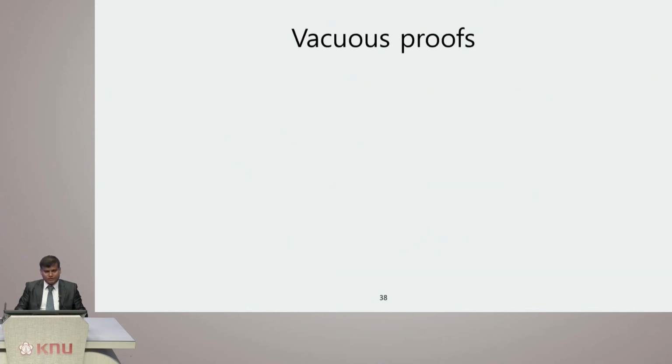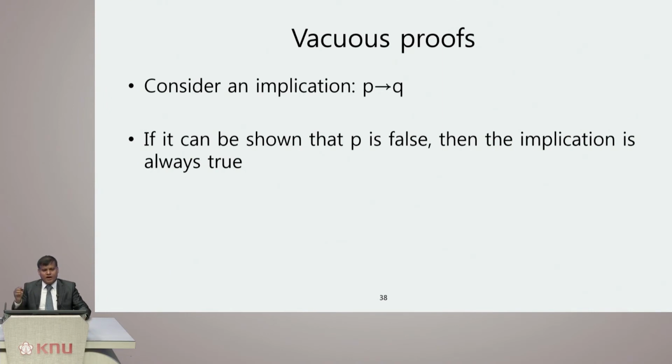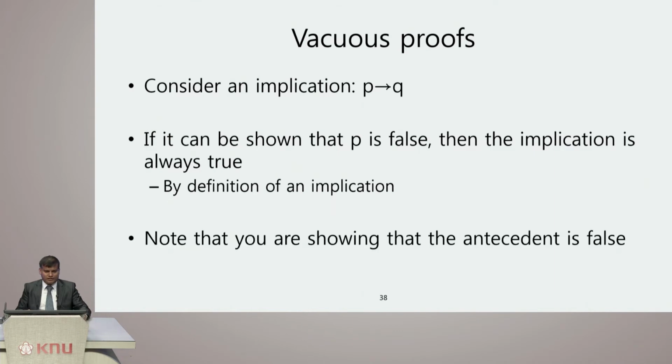So now it takes us to the next proof, the vacuous proof. What is this? Let us consider an implication P implies Q. If it can be shown that P is false, then the implication is always true. By the definition of implication, yes, right. Note that you are showing that the antecedent is false. So that is your vacuous proof.